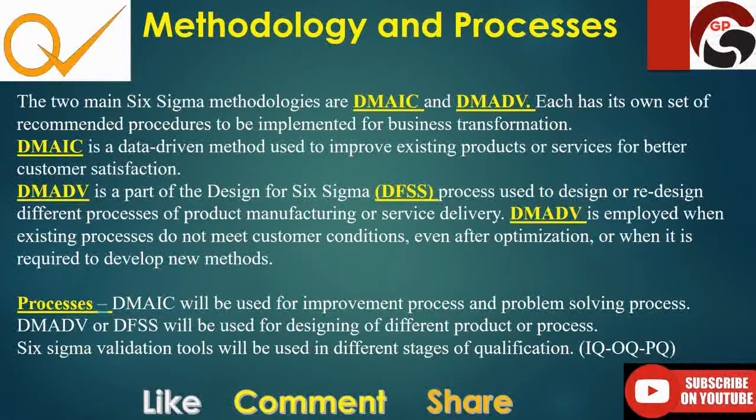DMADV is employed when existing processes do not meet the customer condition even after optimization, or when it is required to develop a new method. DMAIC will be used for the improvement process and problem solving process. DMADV or DFSS will be used for designing different products and processes. Other than this, Six Sigma will also be used to validate tools at the time of qualification, at the time of installation, that is installation qualification, operation qualification or product qualification.